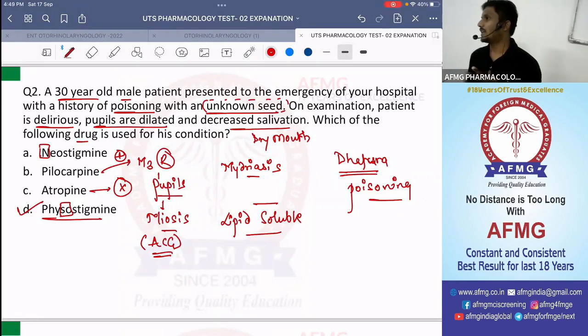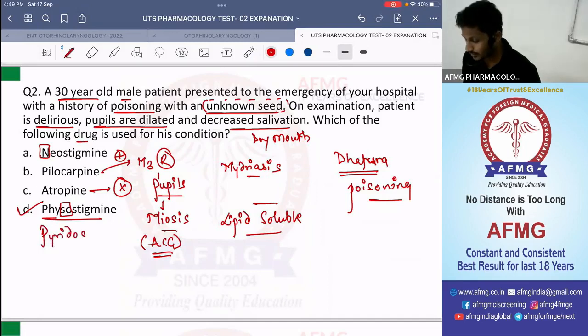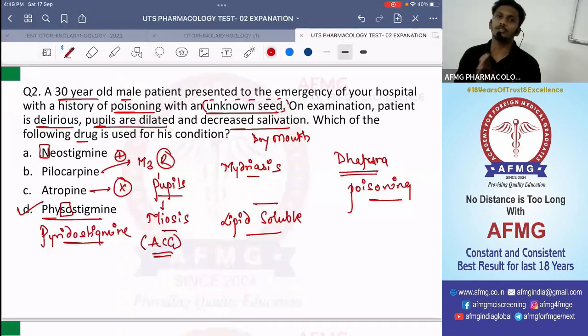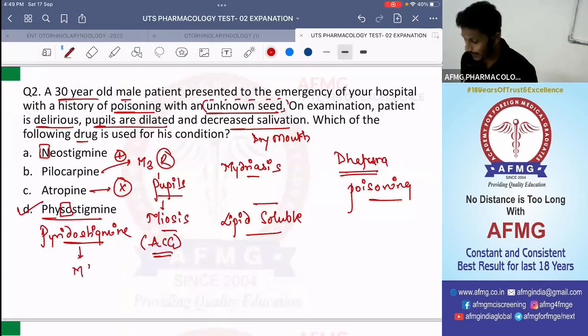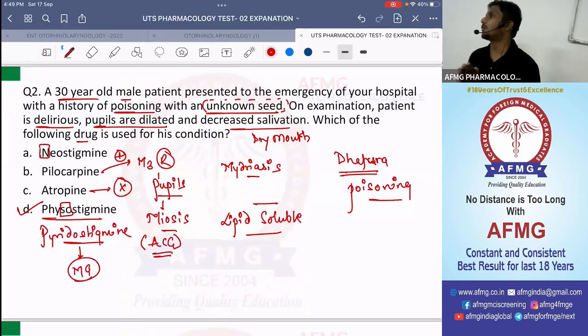Neostigmine, I hope all of you are quite aware. As I discussed, it is a non-soluble cholinergic drug, whereas physostigmine is a soluble cholinergic drug. The longest acting cholinergic drug out of these, we also have one more drug, that is called pyridostigmine. And what is the indication of pyridostigmine? Where is it used? Myasthenia gravis. The drug of choice is pyridostigmine because it is the longest acting drug. No issues with this?